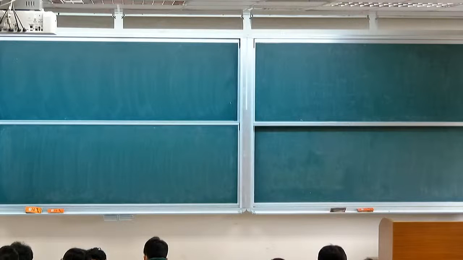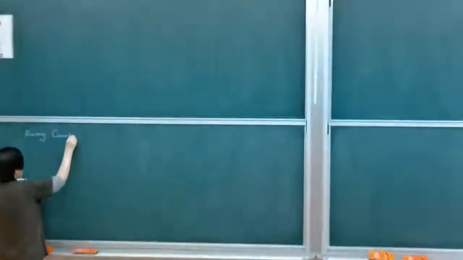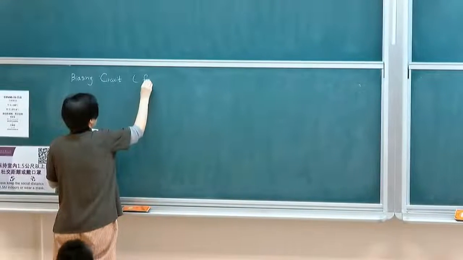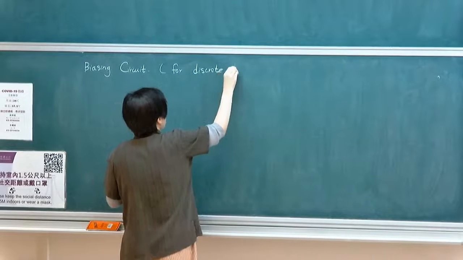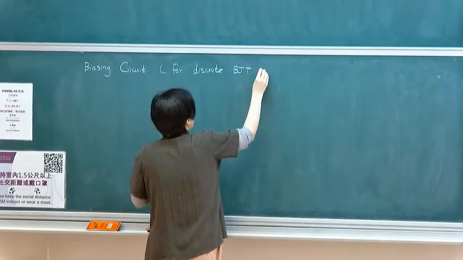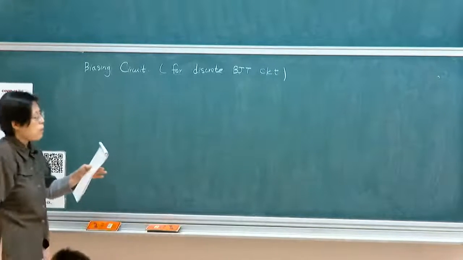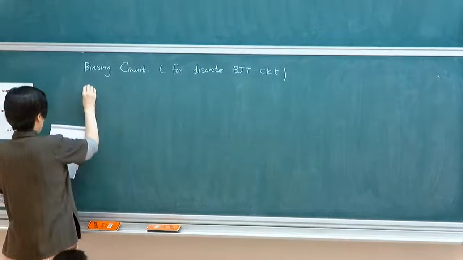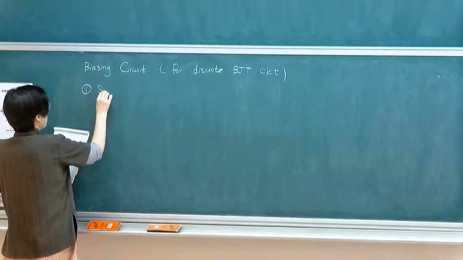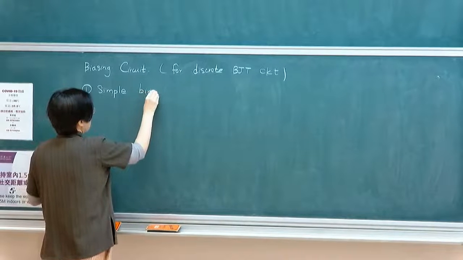So we're going to introduce a few biasing schemes and discuss the pros and cons of these circuits. So for bipolar circuits, our biasing circuit, let me just emphasize, this is for discrete BJT circuits, meaning that you get the transistor as a discrete component rather than having it in an integrated circuit. So for example, we're going to introduce one referred to as the simple bias scheme. This is the most simple one, the simple bias scheme.